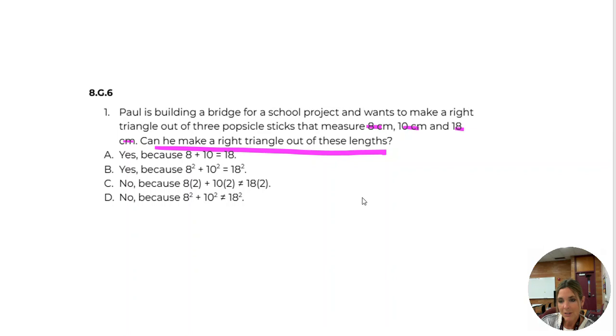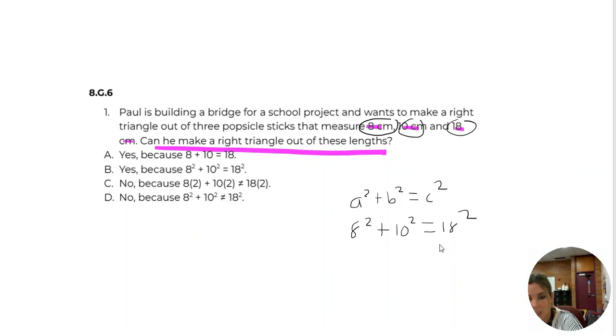So in order to figure this out, we need to take our Pythagorean theorem, and if these side lengths will make a right triangle, when we plug them in to the a, b, and c in the Pythagorean theorem, it will make it true. So 8 squared plus 10 squared equals 18 squared. Okay, that's what we're looking for. So 8 squared is 64. So 8 squared plus 10 squared is 100. So that gives us 164.